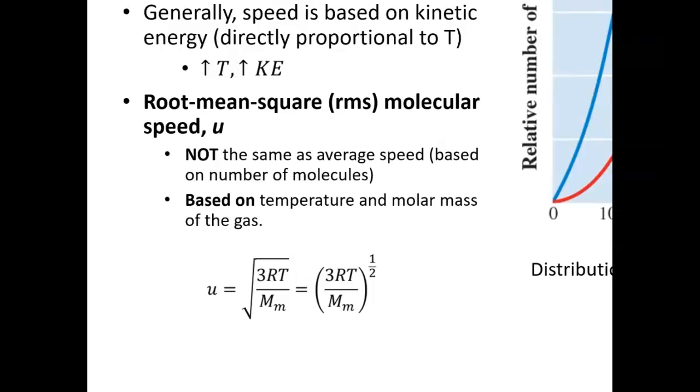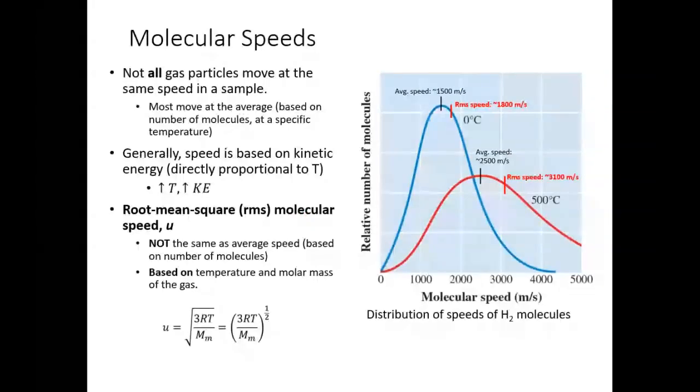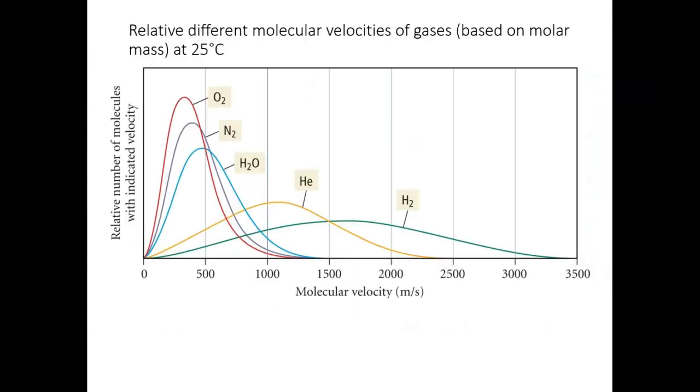3 times R times T divided by M. What does it mean when I write M like that? Molar mass of the gas. Okay, so that's what this is based on. Root mean square speed is based on temperature and molar mass. We already said if it's a hotter temperature, it's moving faster. How does speed relate to molar mass? Think about it. It's an inverse relationship. Hang on, we'll come back to that.